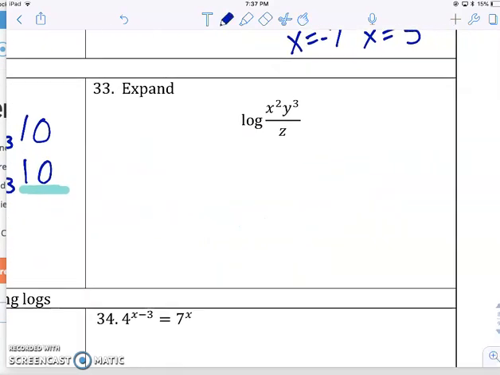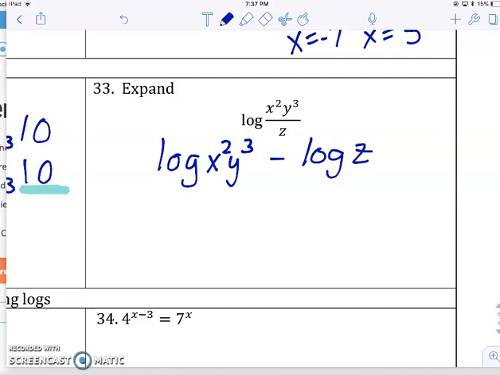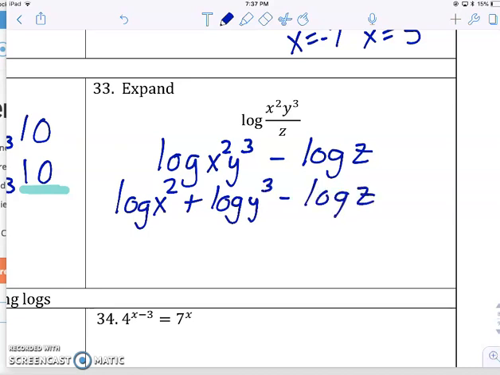So if we were to expand, division goes back to subtraction. So log of x squared y cubed minus the log of z. Multiplying goes to adding. So log of x squared plus log of y cubed minus the log of z. And then the exponent comes out in front.